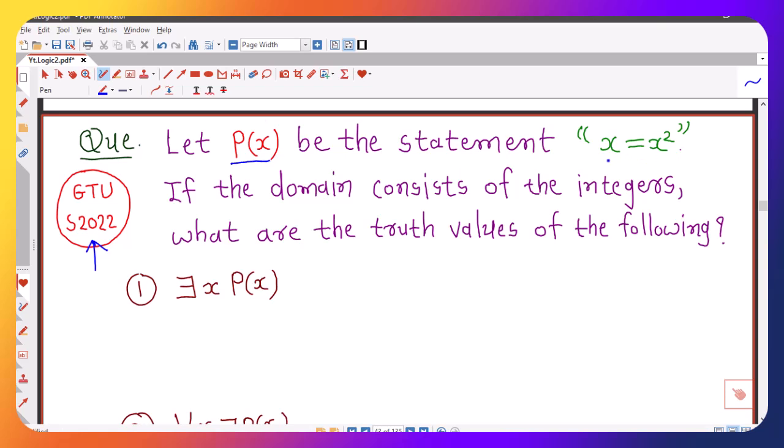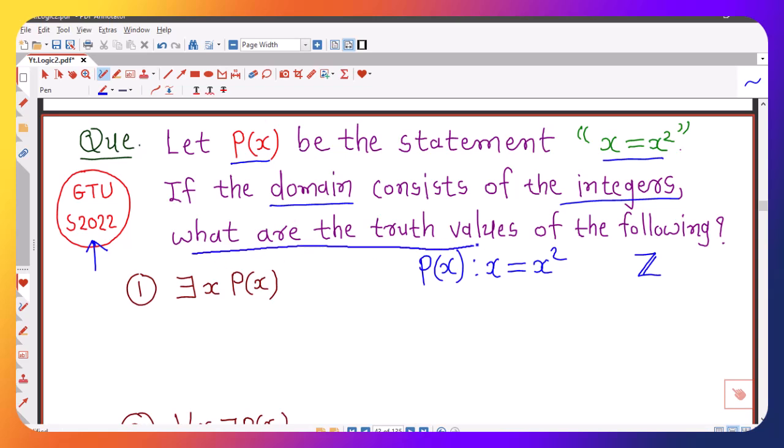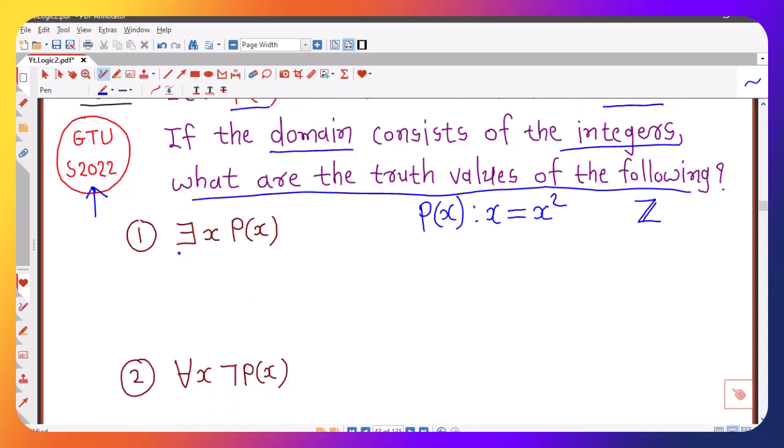Here p(x) is the statement x equal to x square, and the domain consists of the integers. That is, the universe of discourse or domain is the set of integers, and the statement p(x) is x equal to x square. And using this information we have to determine the truth values of the following statements. First one is there exists x such that p(x). So we have to check whether there is any x in the set of integers for which x and x square are equal.